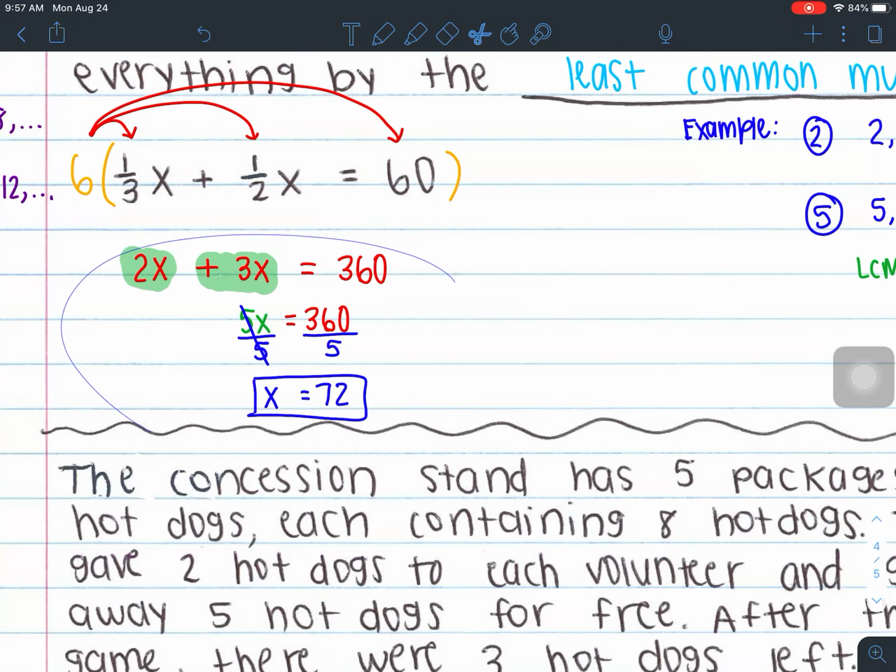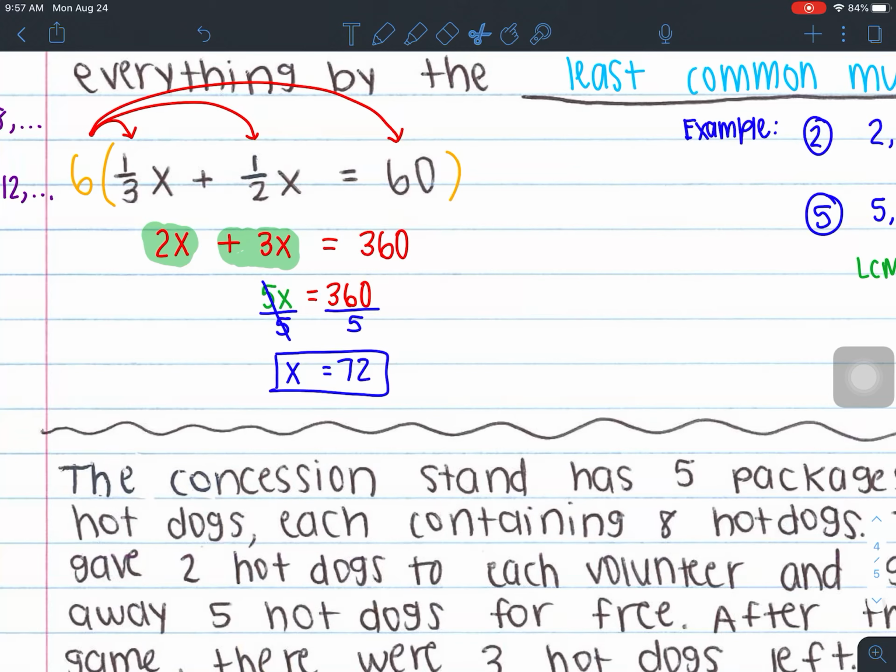Okay, so the hardest part about this is thinking about how do I get rid of the fractions. If you don't remember how to get rid of the fractions, you're kind of out of luck and you're going to have to figure out a different way to do it.